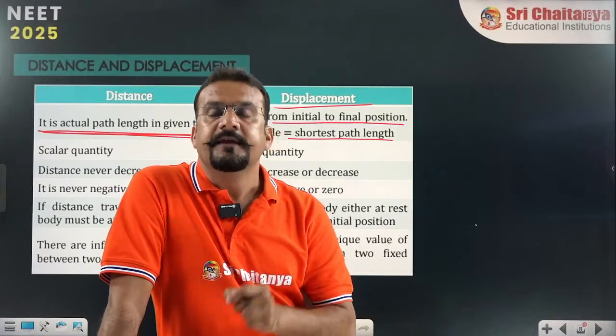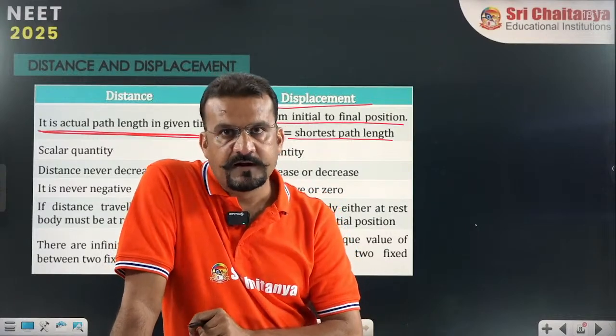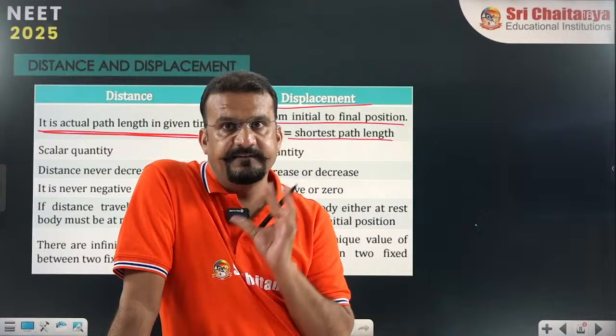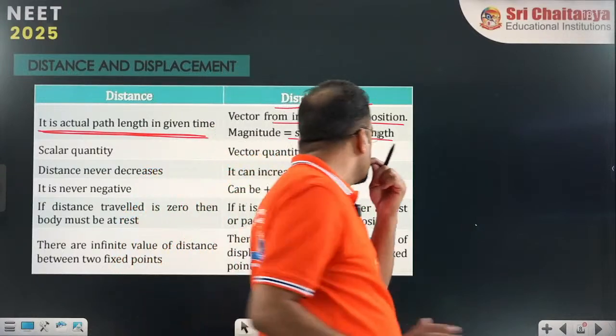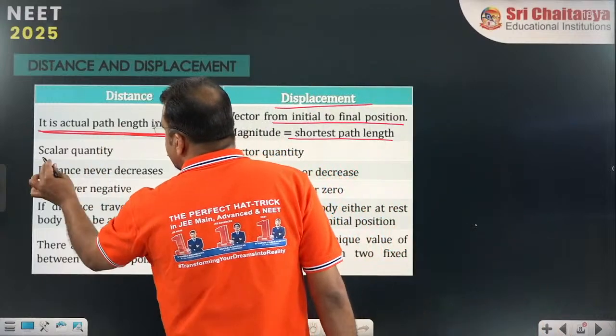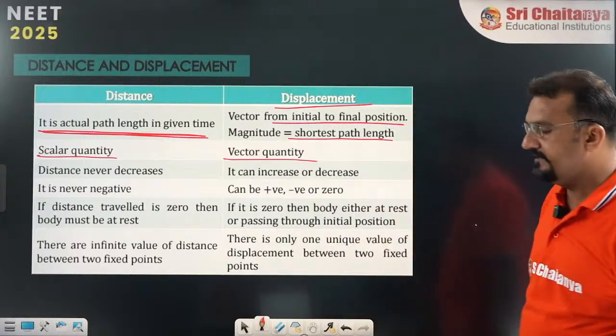That means in displacement we need direction, so that's why this is a vector quantity. In distance, direction is not required, that's why this is a scalar quantity. Very important: distance is a scalar quantity and displacement is a vector quantity.